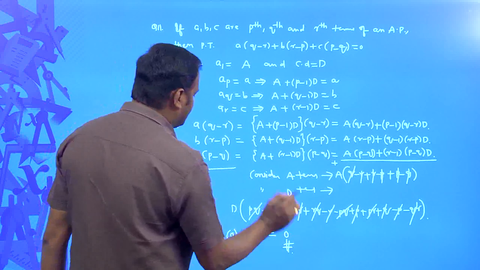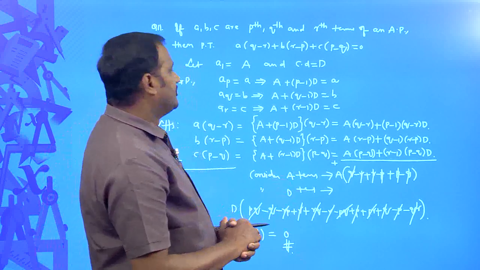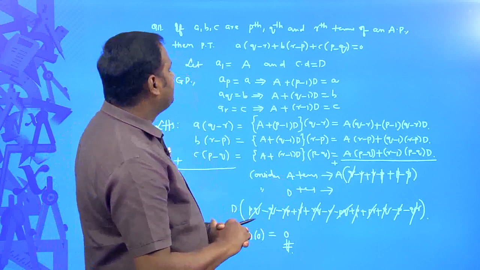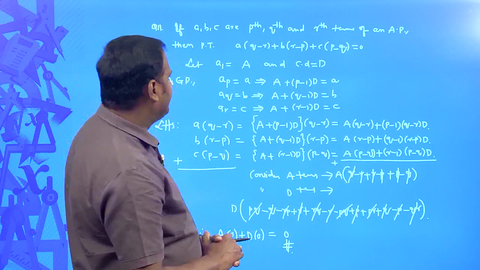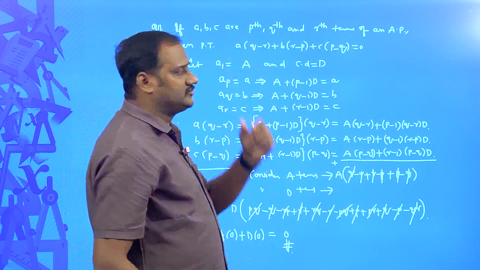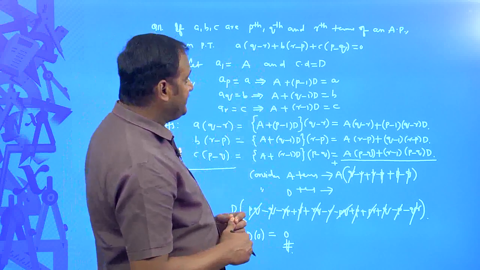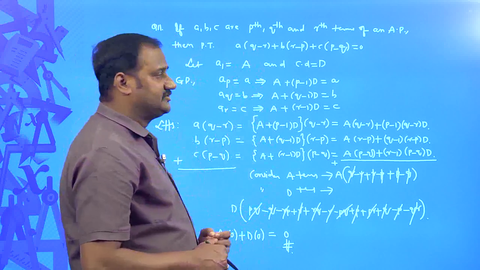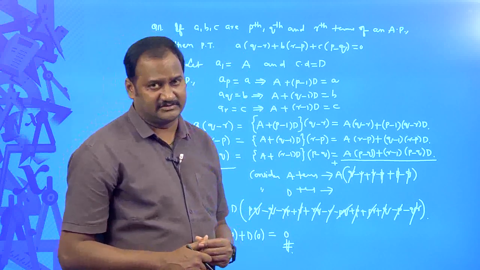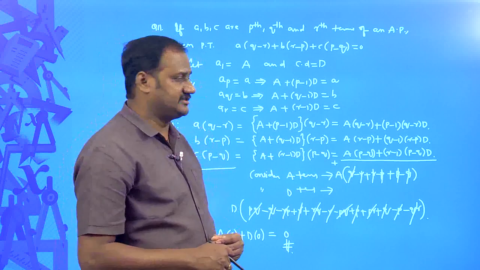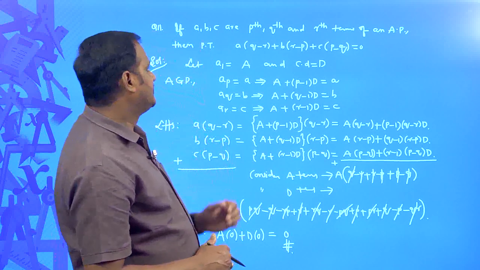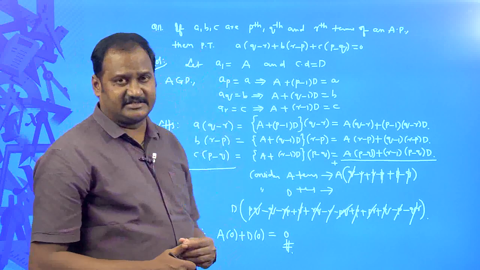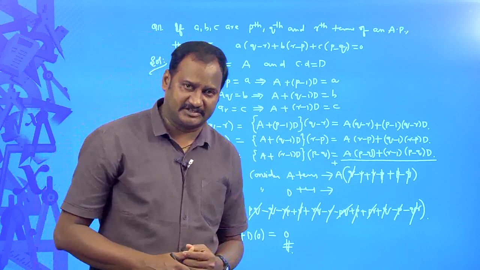A into 0 plus D into 0 is going to be 0. So, this way we can prove that if A, B, C are the Pth term, Qth term and Rth term of an AP, then A into (Q minus R) plus B into (R minus P) plus C into (P minus Q) is equal to 0. So, hope you understand how to answer this problem. This way we can answer a few sets of problems which are applications of the nth term of an arithmetic progression. Thank you.